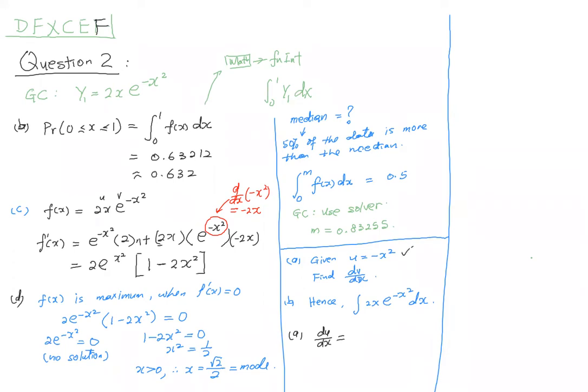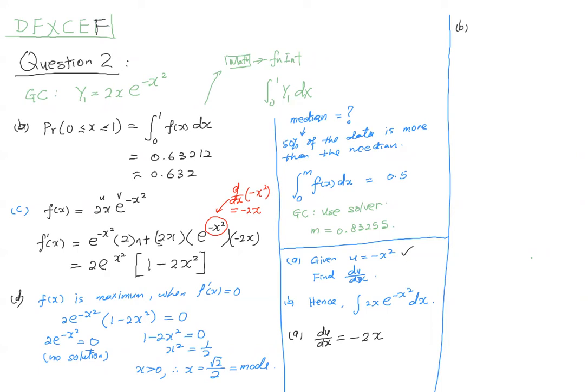This is your u. du/dx is -2x. Yes, -2x. Power take away 1, correct? Multiply by the power, take away 1. Okay. So now, how are we going to solve part B?